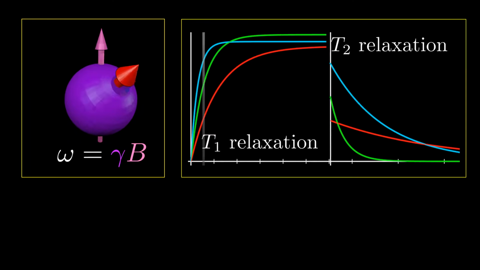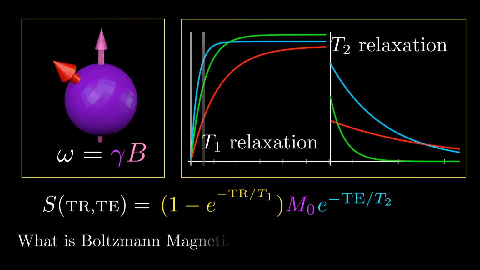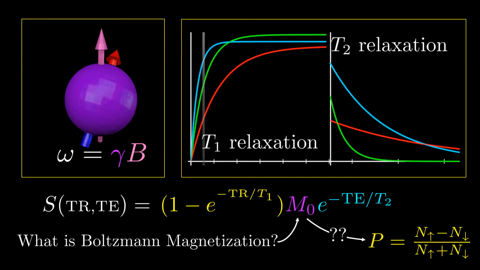On our last episode, we discussed the basics of the NMR phenomenon, including precession, T1 and T2 relaxation, and the signal equation following a 90-degree pulse. Then we asked the question, what is Boltzmann magnetization, M0? Well, we touched on it last time, but never actually defined it. Instead, we examined a related quantity, the polarization, which describes the fraction of spins which contribute to NMR signal. So let's see how polarization and magnetization are related.